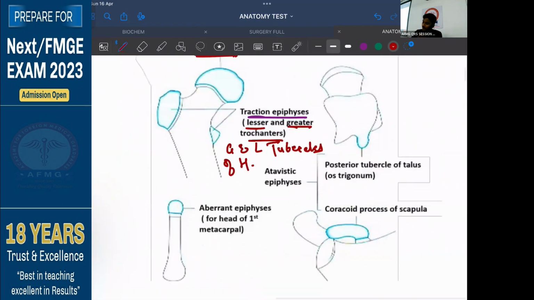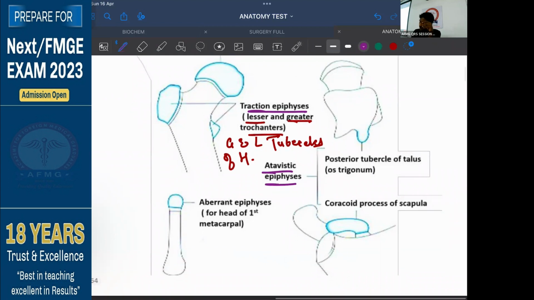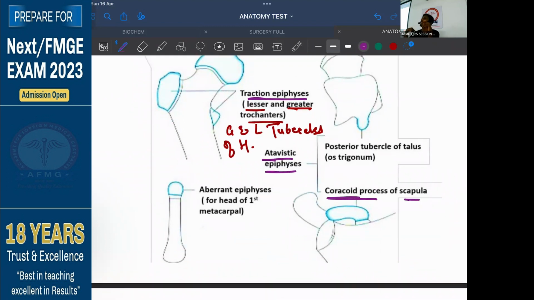Then the third type that came in your examination is called atavistic epiphysis. Atavistic epiphysis का मतलब क्या होता है? The one which starts ossifying as a separate bone, but then finally combines with the main bone. ठीक है? Atavistic epiphysis के two important examples. One is the coracoid process of scapula, which starts ossifying as a separate bone, but then combines with the scapula.